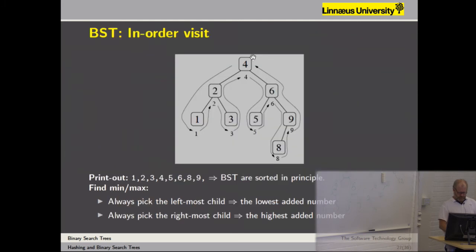Do you have something here? Yeah. So, this example here that they were printed in order shows that the binary search trees, although we are adding the numbers in some random order, will in some way be kept sorted. So for example, to find the minimum element, always pick the leftmost child. To find the maximum element, always pick the rightmost child. So asking certain questions to binary search trees regarding sorting or minimum or maximum is rather straightforward.